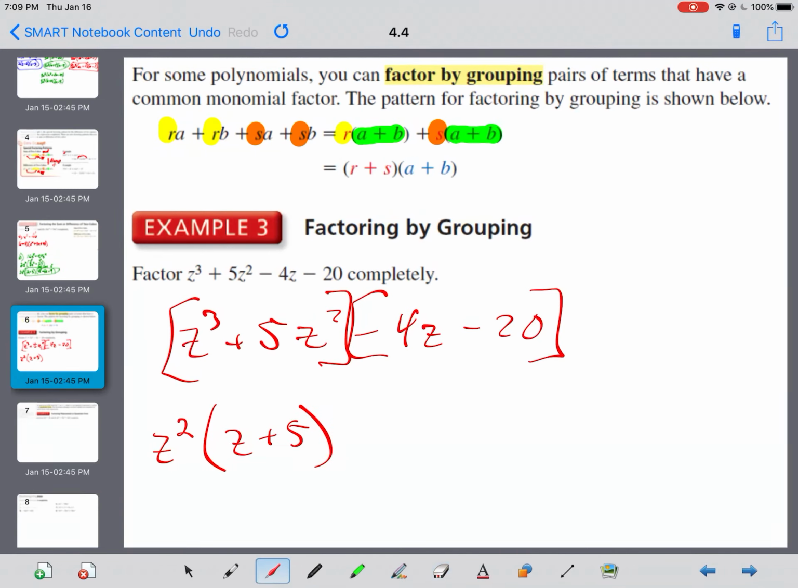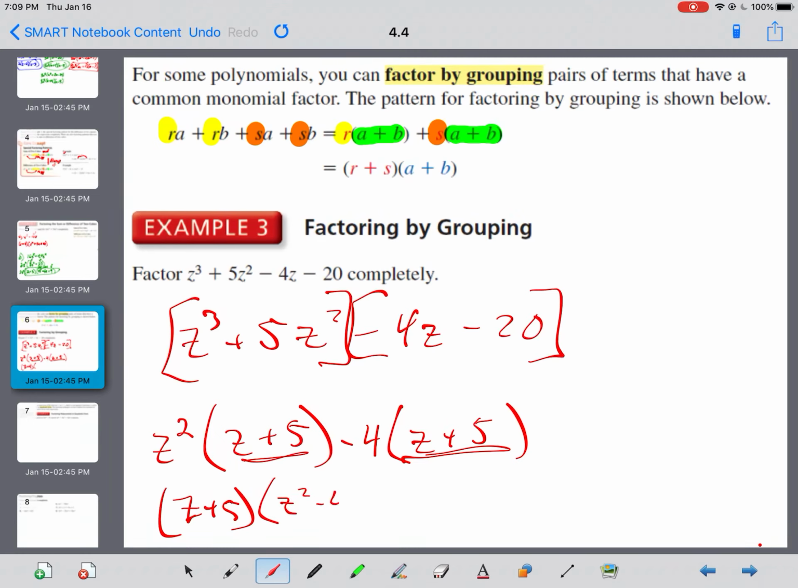Now what I really want to do is get z plus 5 left over in this parenthesis. So what I'm going to pull out, because they're both negative and 4 goes into both of them, is I'm going to pull out a negative 4. That leaves me with z plus 5. Now I've got this in common between both. So I've got z plus 5 times what's left over, z squared minus 4.